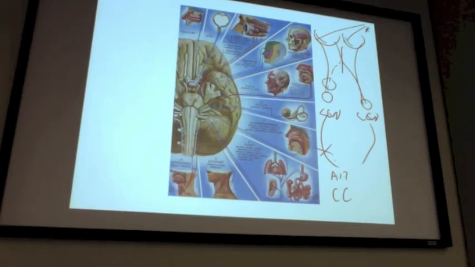Okay. Third nerve, fourth nerve, and sixth nerve we think of together. They're all the nerves that go to the extraocular muscles. So the oculomotor, the trochlear nerve, and the abducens nerve, 3, 4, and 6 we think of together because they all go to the extraocular muscles.